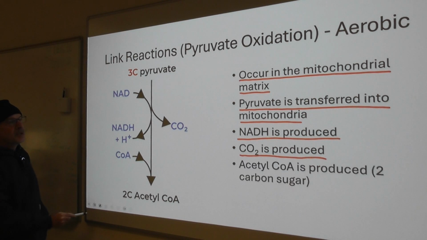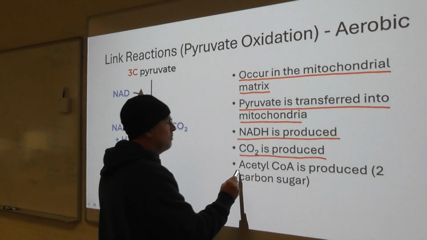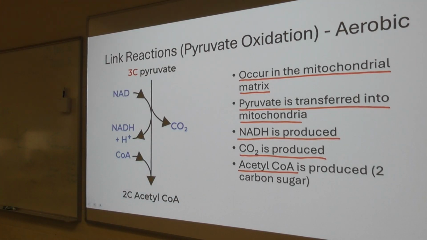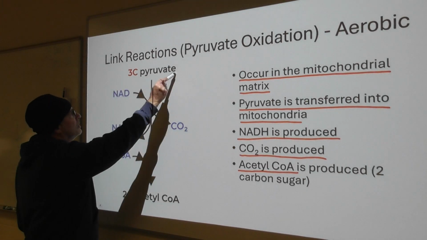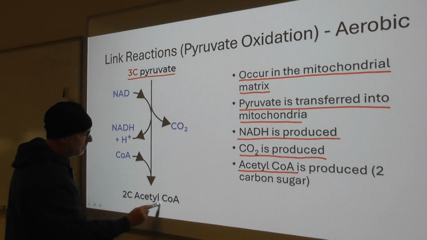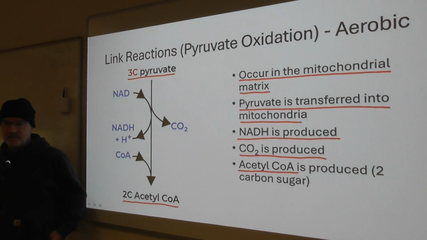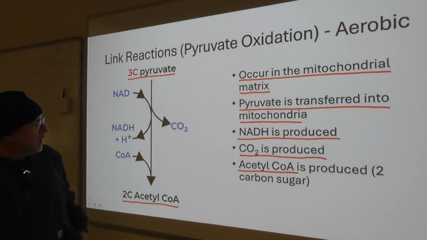And then the last thing that's made is a molecule called acetyl-CoA. Sometimes it's referred to as acetyl coenzyme A. You don't need to know much about this except that this is the final sugar that's produced by the link reactions, and this is the input to the next step in aerobic respiration. So here's our main carbon input, here's our main carbon output. We've lost a carbon. There it is. Does this require ATP? No, this doesn't require ATP.